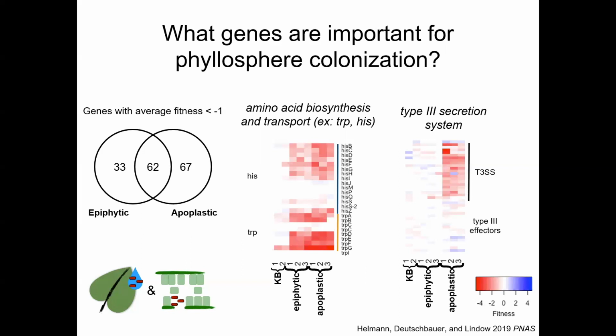And I was looking for consistency within the functional categories. And so for example, genes involved in amino acid biosynthesis, so here is an example, histidine and tryptophan biosynthesis, tended to be highly important in both plant conditions. Genes involved in the type 3 secretion system machinery were highly important in the apoplast, while individual type 3 effectors were dispensable.